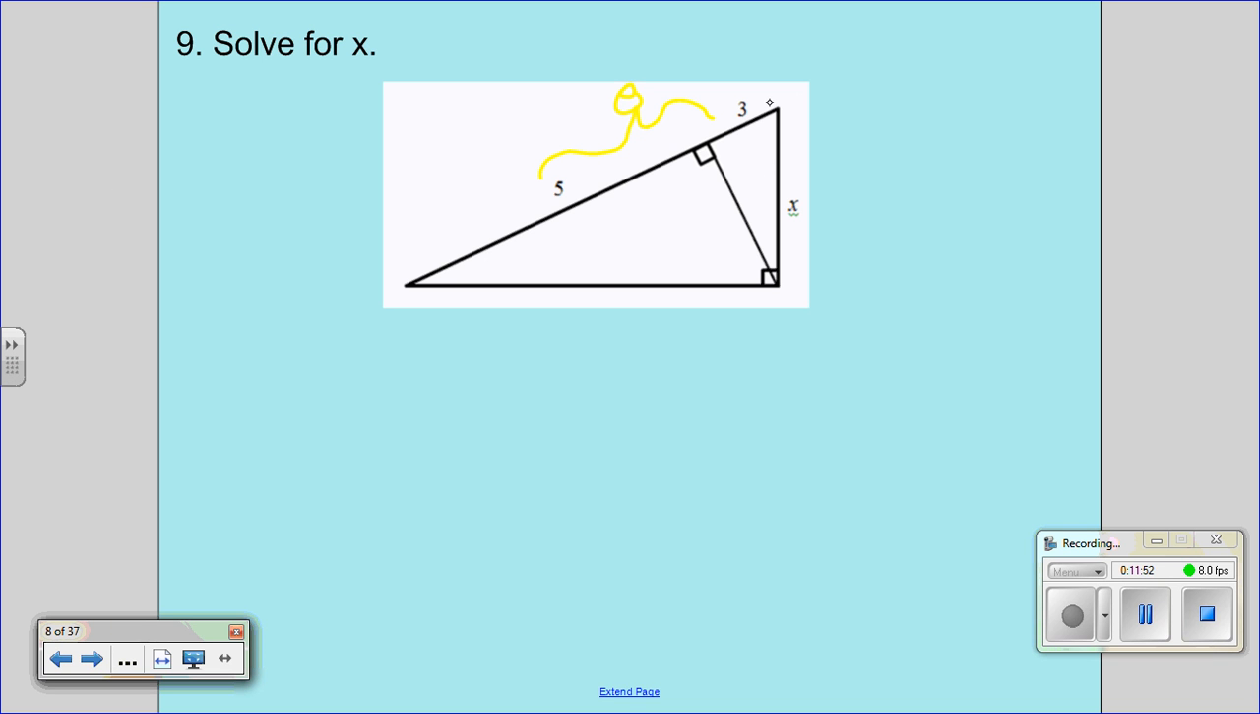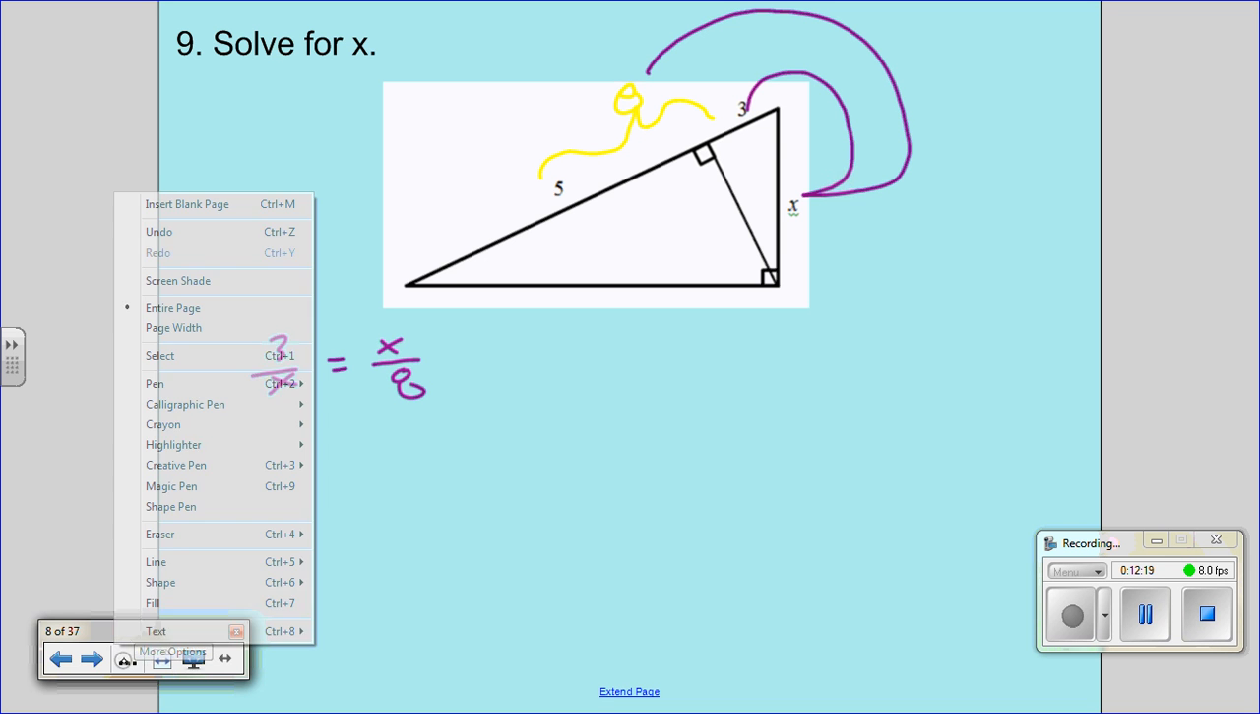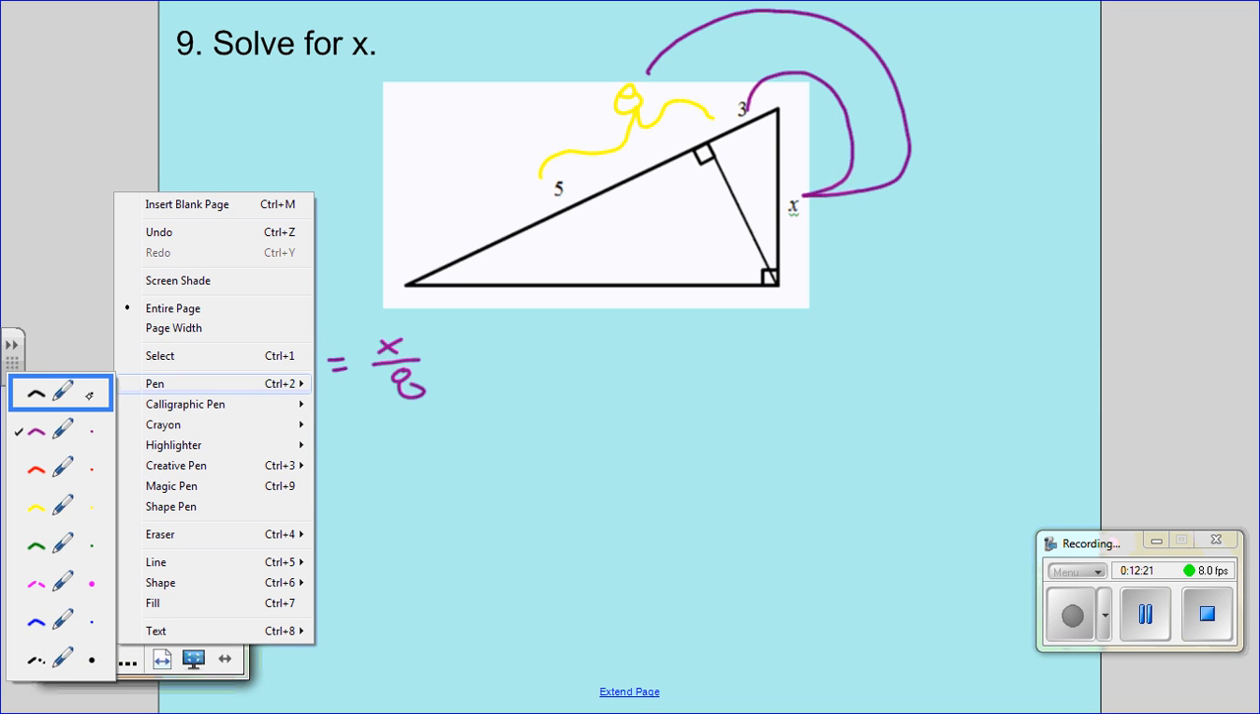So again, the mustache will start at 3 because I want to hit x, and that's the only part that will allow me to touch x. So start at 3, come around the corner, hit x. That's 1 ratio. Set it equal to, starting at x again, come back around to the whole. So that's x over 8. Now we cross multiply like we've done in the past.